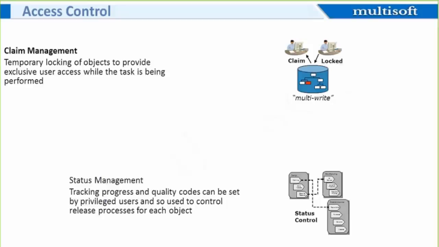This is called multi-write access and first level of control. Like if one user is working on an object, the item will be claimed by that user and no other user will be able to modify that particular item until the first user has done with the changes.